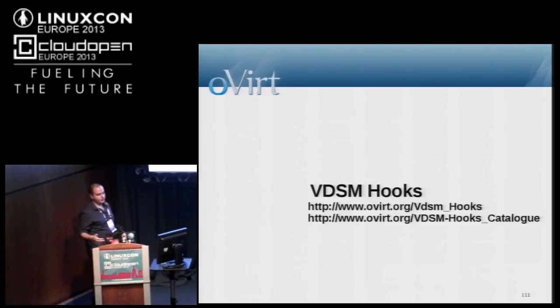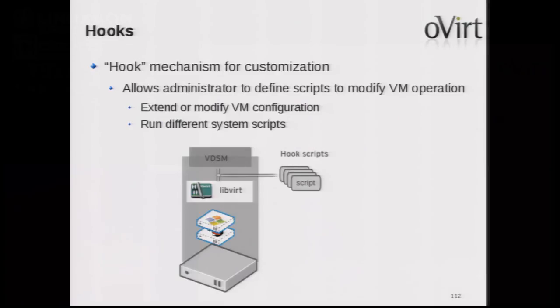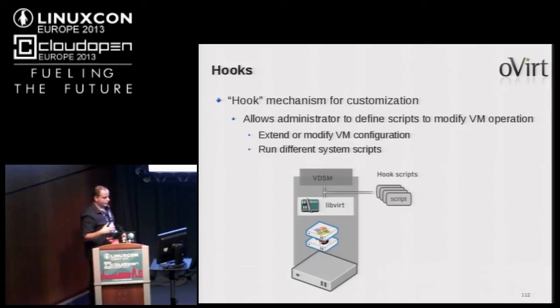The next part we'll talk about VDSM hooks. The VDSM hooks is a pretty, I wouldn't say old, but it's a feature that's been there from the beginning. UI plugins appeared a year and a half ago, and the scheduling API is just straight from the oven. You have here links to explanation on the VDSM hooks and also a catalog of hooks. Basically, hooks are a mechanism to do different customization. It allows you as an administrator to define scripts that modify a VM operation, modify things on the host running the VM, like modifying the VM configuration, running system scripts.